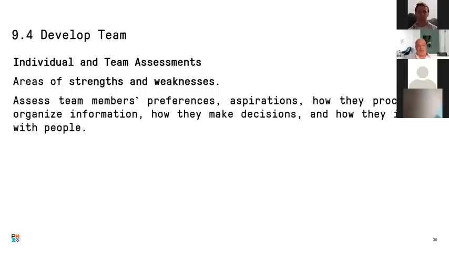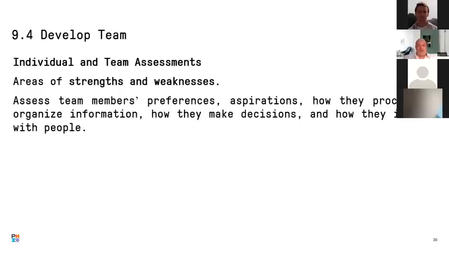How to develop the team? We need to have team and individual assessment. So the assessment of the team and of each individual is important. Some of us have assessments in our organization once or twice a year. So what is assessment? You need to know what the team is looking for. What are their preferences? What are their aspirations? And what is their organizational information? If you know all this information, you will know more about the team.